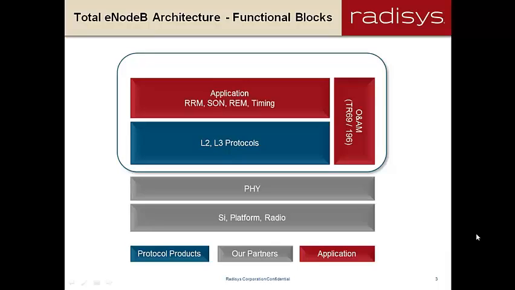The TotaleNodeB is a software solution from Radisys that is enabled on different platforms. The following diagram shows the different functional blocks in the TotaleNodeB. It comprises 3GPP or RFC compliant protocol stacks and an application part. The application includes modules like radio resource management, self-organizing network, radio environment monitoring, and timing modules. The solution also comprises an integrated OAM for configuration and management purposes.